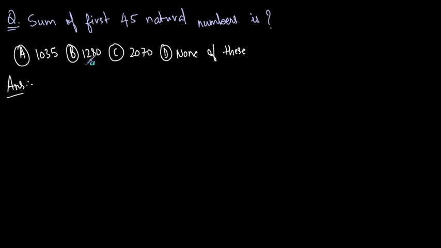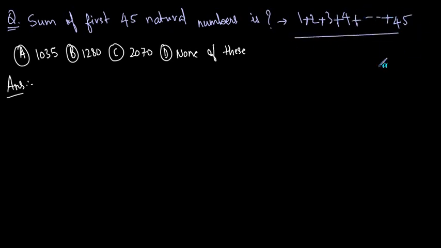Now let's solve one more question. What is the sum of first 45 natural numbers? Let me give you a hint here. First 45 natural numbers are 1, 2, 3, 4. Natural numbers start from 1 and go on till 45. So they have asked you the sum of first 45 natural numbers. So this would be 1 plus 2 plus 3 plus 4 plus until you get to 45.